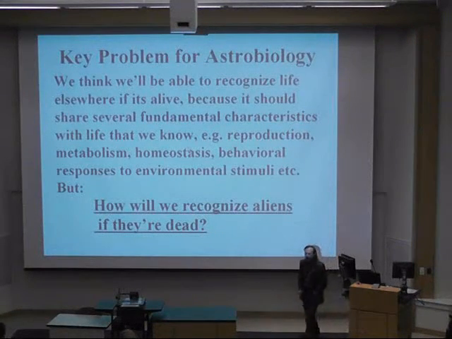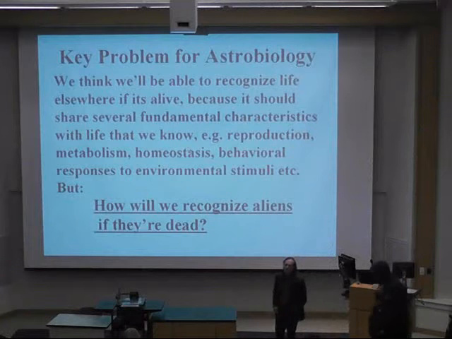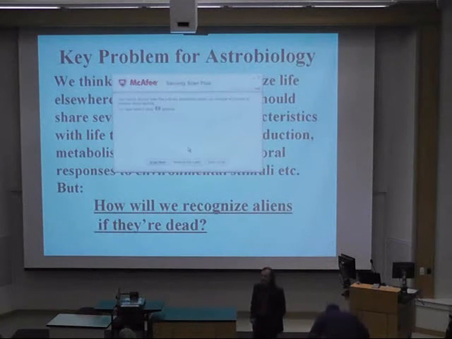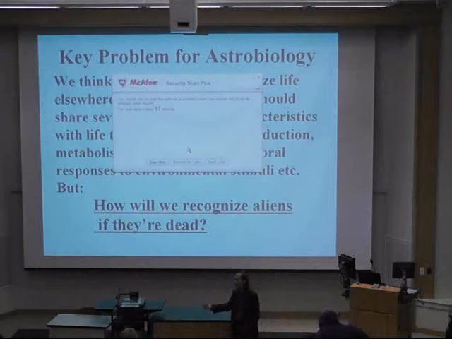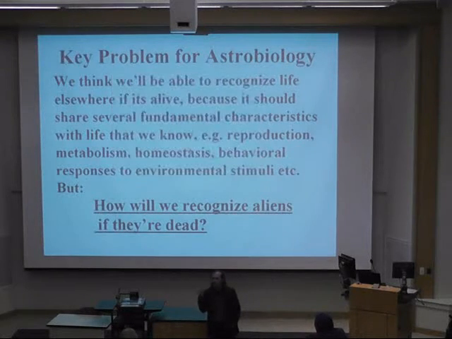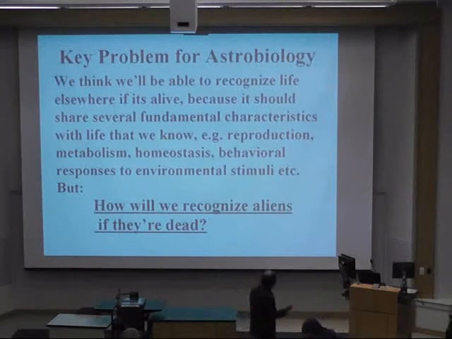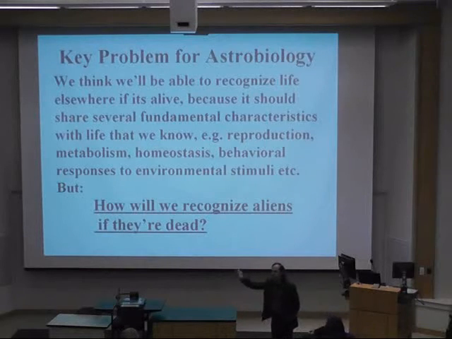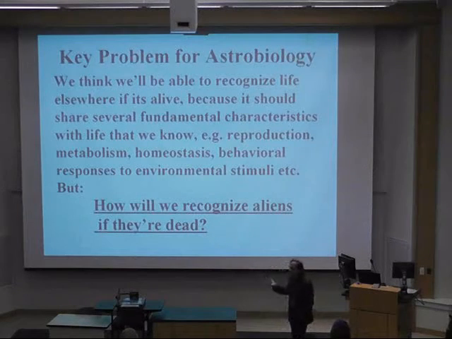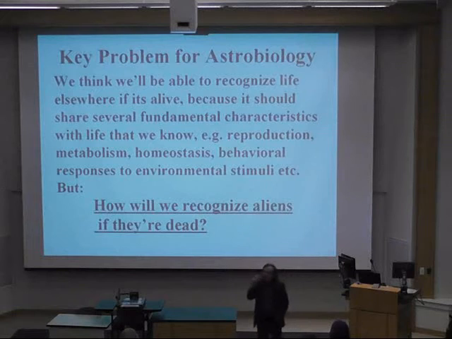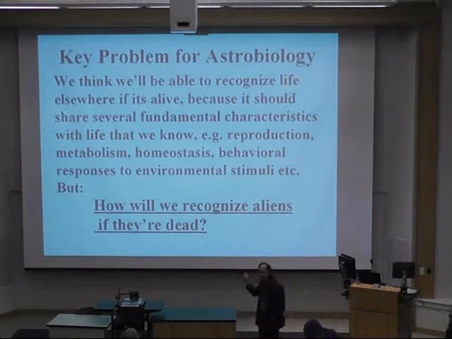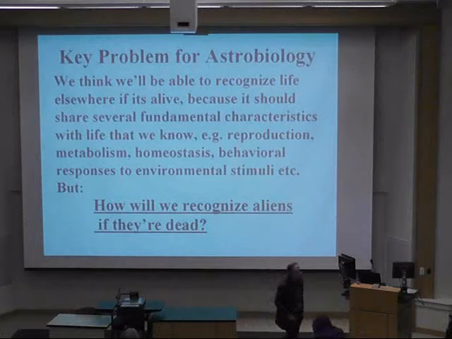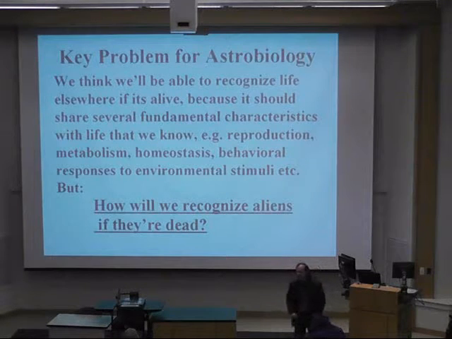So we all know from the movies that it's easy to recognize aliens if they're alive. They'll have characteristics that are something like life forms on Earth. They'll reproduce, they'll have metabolism, they'll respond to stimuli and so on. But we don't necessarily expect all life that might be out there in the universe to be alive. So one key question for astrobiology is, how will we recognize aliens if they're dead?